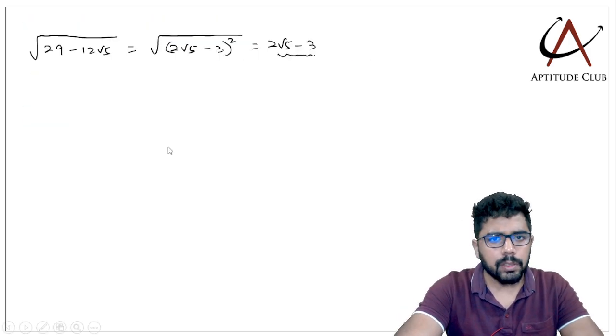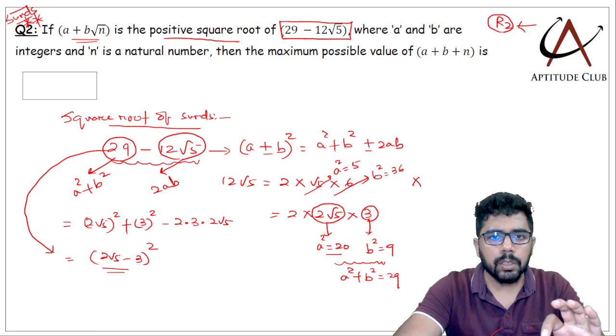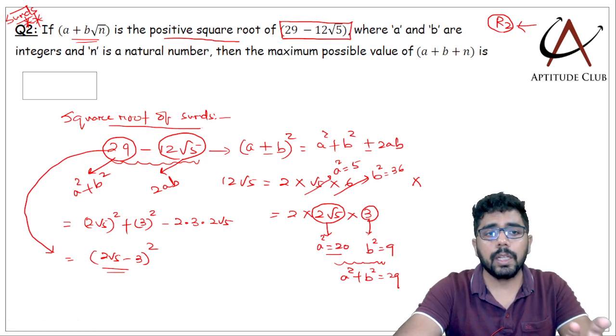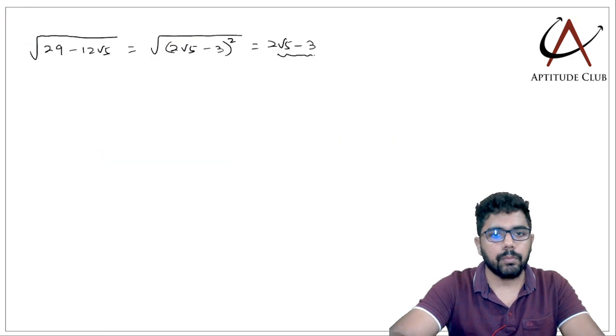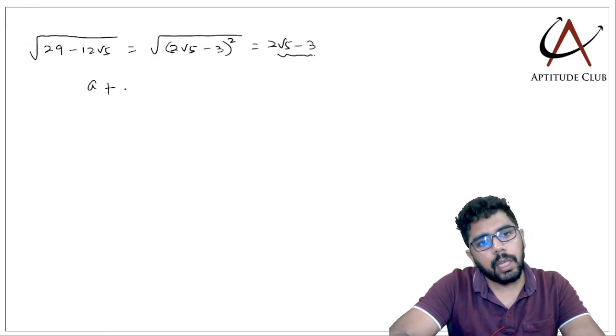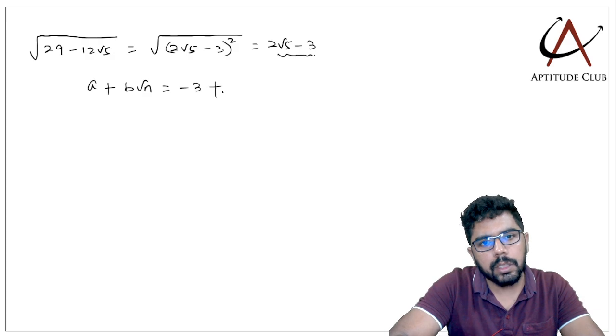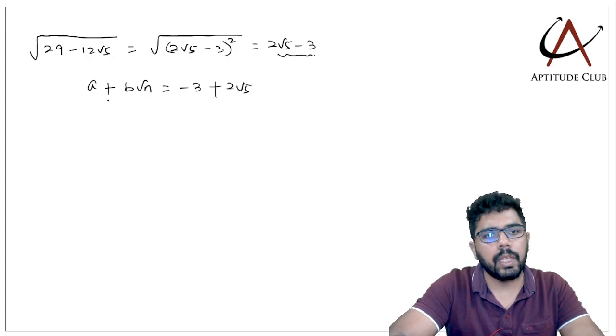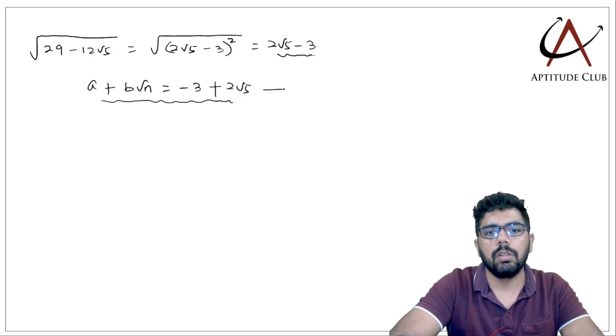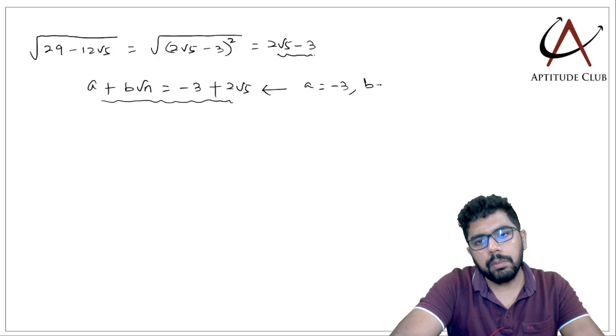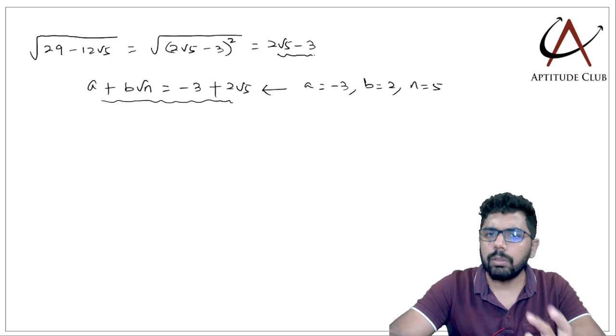As per the question, it is saying the positive square root can be denoted as a plus b root n. That means a plus b root n is 2 root 5 minus 3. So let me write it as minus 3 plus 2 root 5 in that structure. So clearly a will be minus 3 and b will be 2 and n is 5, getting the values.